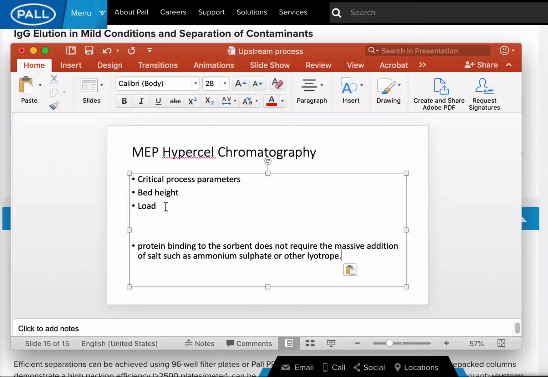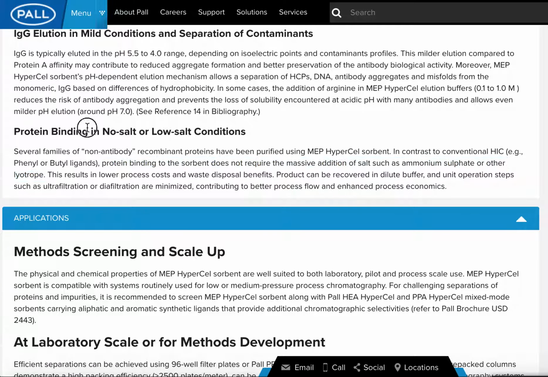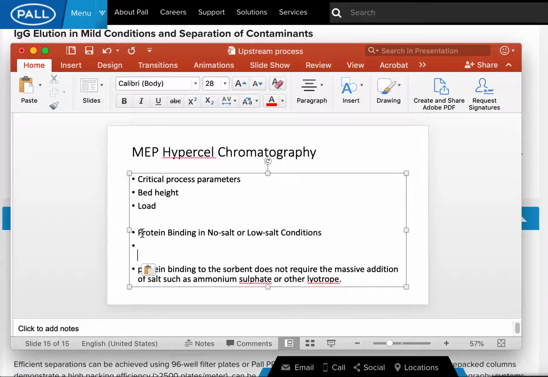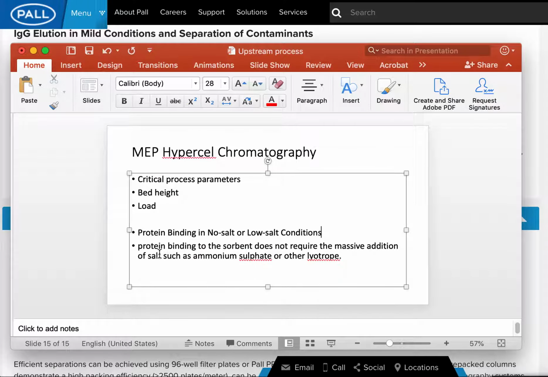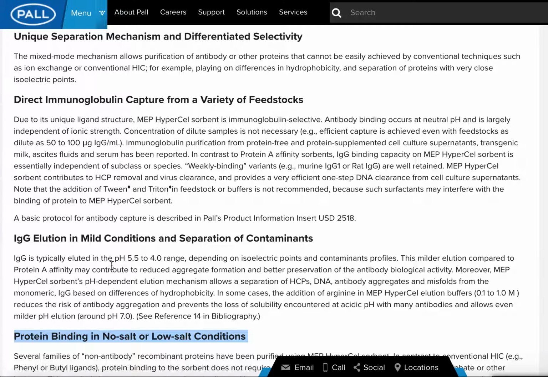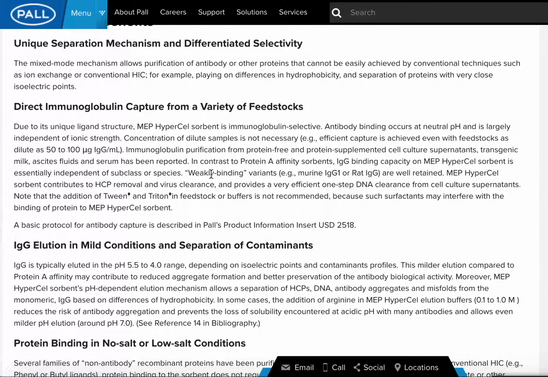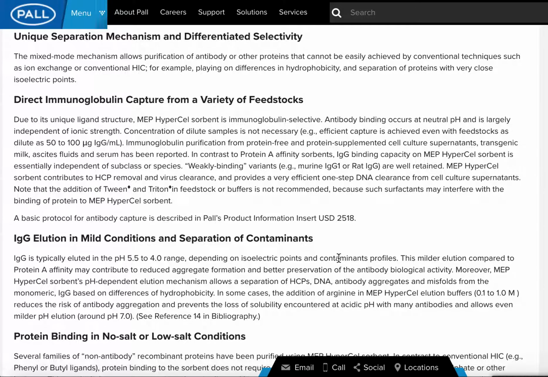My bad. And the other one was also important, the aggregate. I forgot where. Oh yeah.